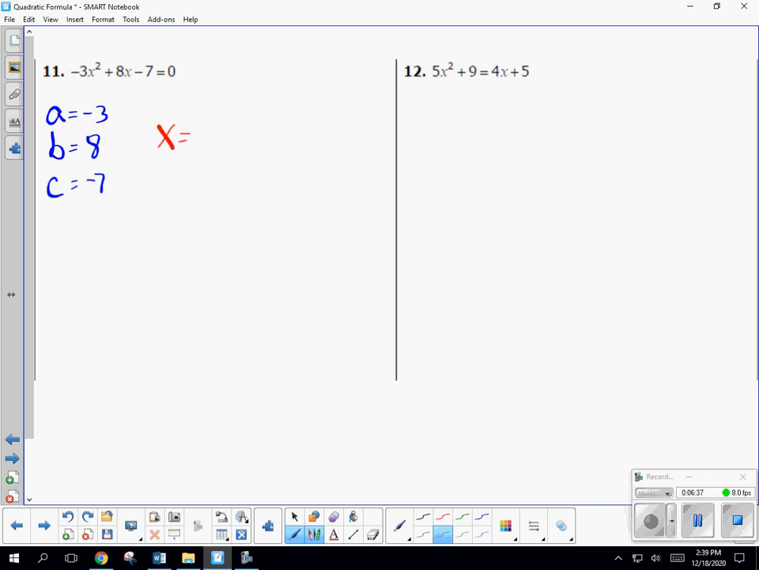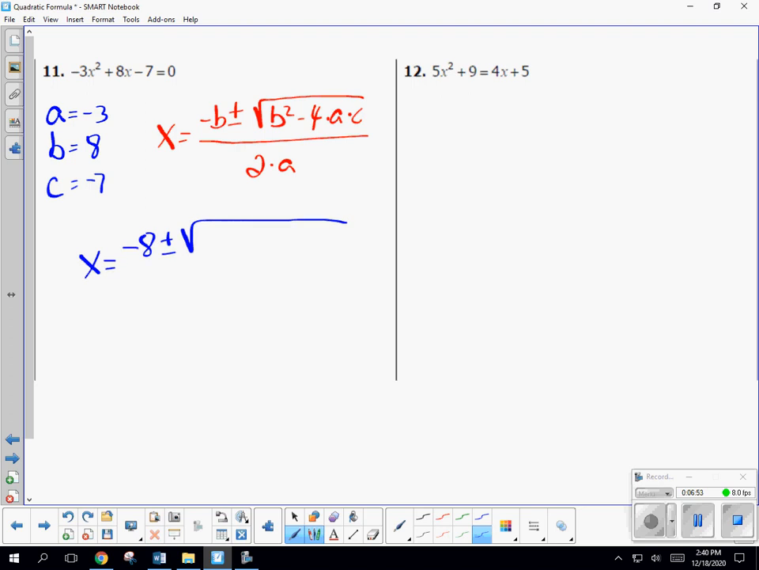Our formula is negative b plus or minus the square root of b squared minus 4 times a times c, all of that divided by 2 times a. Here we go. X equals negative b. Our b value is 8. Plus or minus our b value squared minus 4 times our a value, which is negative 3, times our c value, which is a negative 7. And all of that is going to be divided by 2 times our a value, which is negative 3.